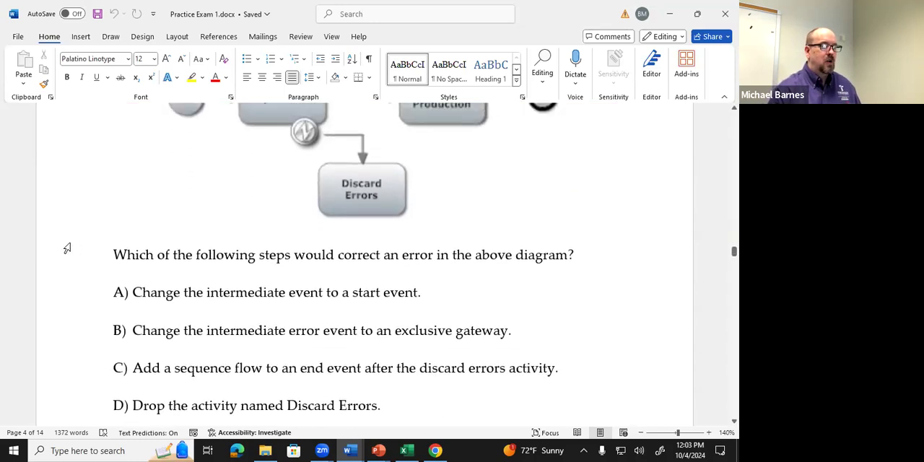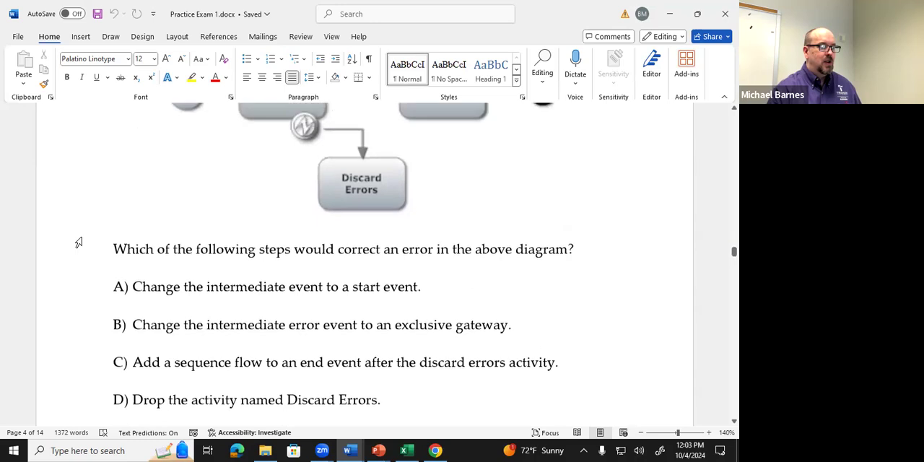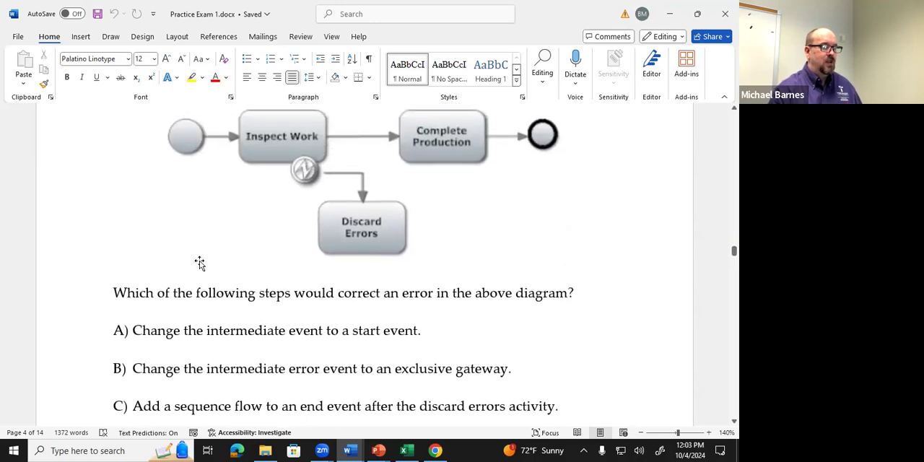So which of the following steps are correct and error in the above diagram? So it says change the intermediate event to a start event. So it's saying we should move this and start this, which makes no sense because you're not going to have discard errors until actually after inspection of the work. Change the intermediate event to an exclusive gateway. Now, basically what this is saying is that could we answer a yes, no question? And technically, yes, we could. We could say, is the work good? Yes or no? And then you can create a gateway, which is why I don't like this question. So this one is a possible answer, but it's not our best answer.